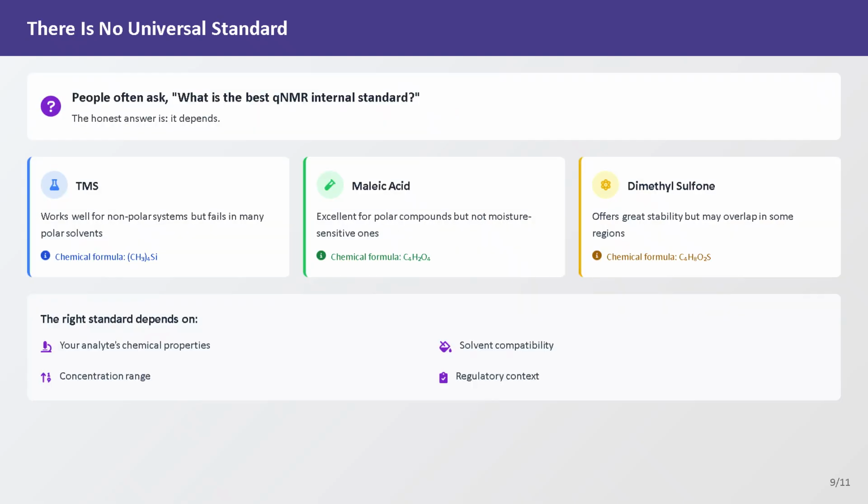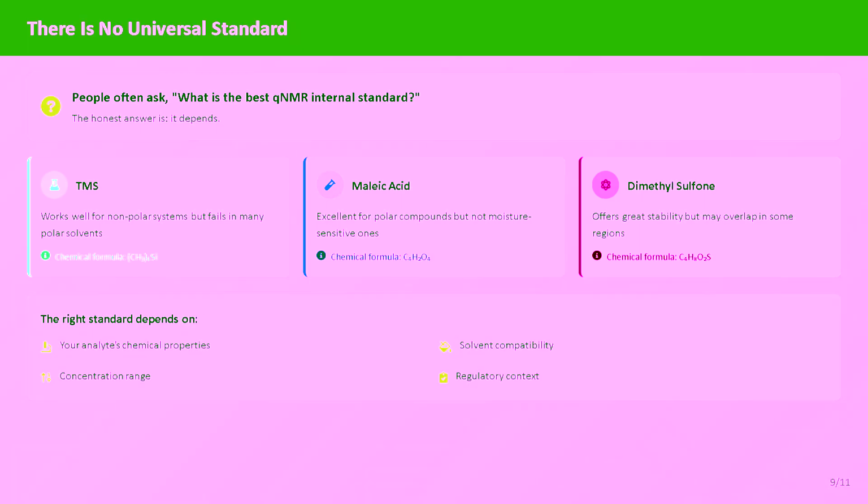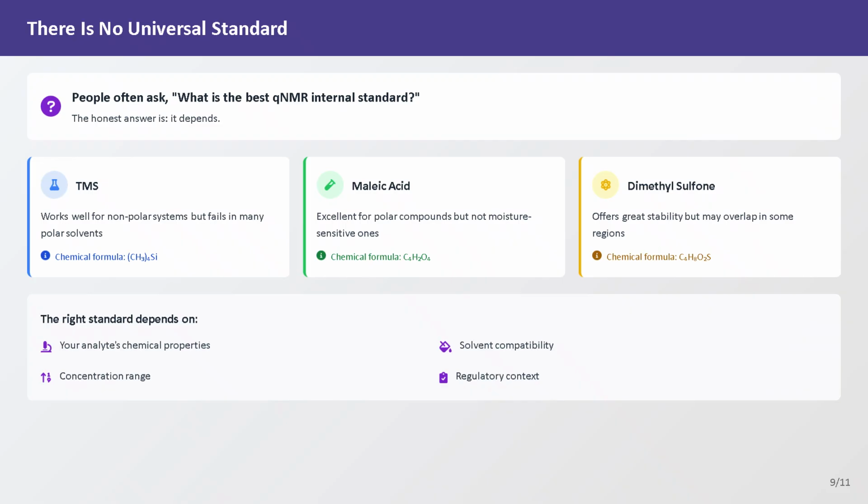People often ask, what's the best qNMR internal standard? The honest answer is, it depends. TMS works well in non-polar systems but struggles in polar solvents. Maleic acid is excellent for polar compounds but hates moisture. Dimethyl sulfone is stable but can overlap in certain regions. The right choice depends on your analyte chemistry, solvent, concentration range, and regulatory requirements. There is no one-size-fits-all answer.